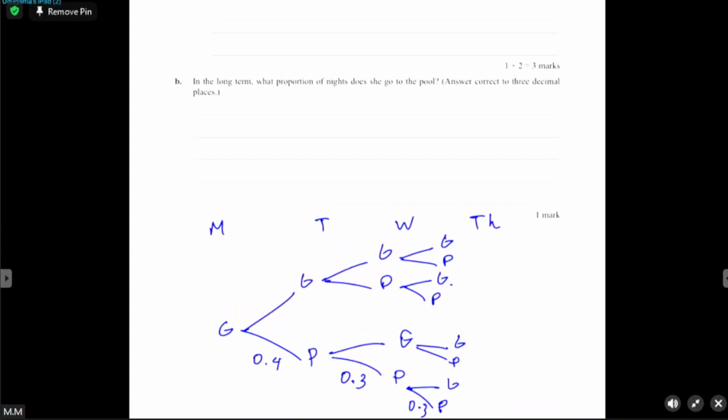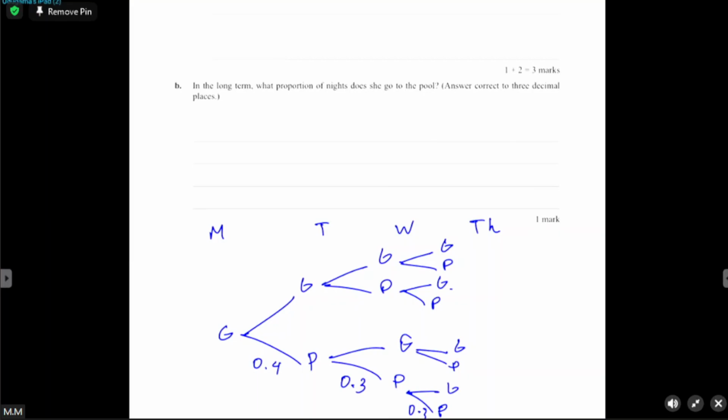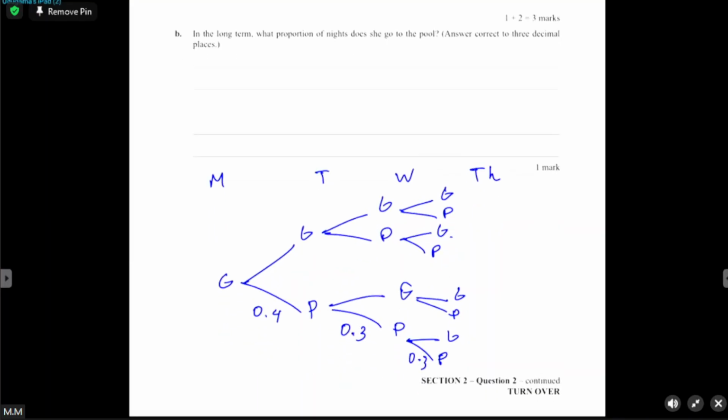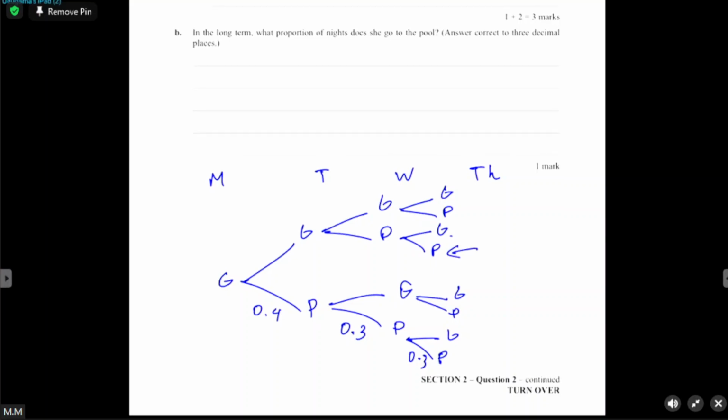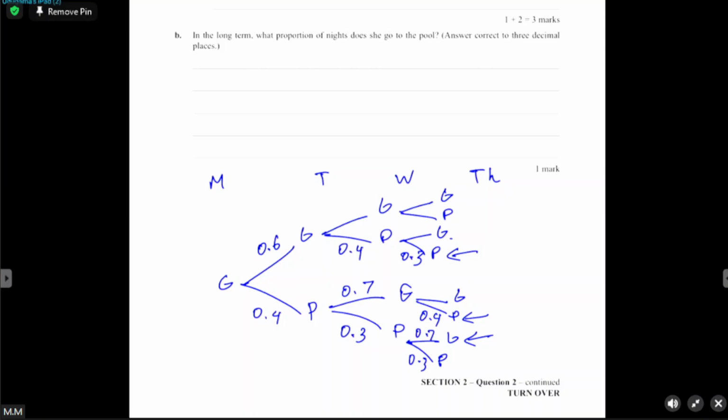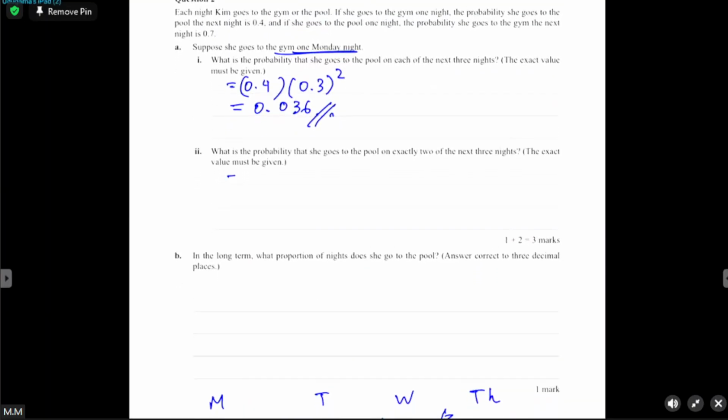Find the probability that she goes to the pool exactly on 2 of the next 3 nights. So that is occurring here, I think here, and here. So the probability on this row is 0.6, 0.4, and 0.3. This one is 0.4, 0.7, 0.4. And this one is 0.4, 0.3, 0.7. So you just make that equal.